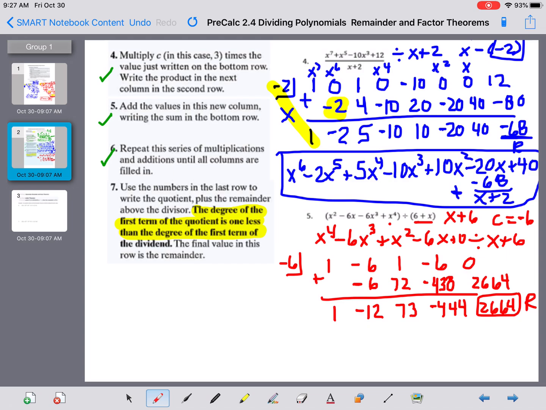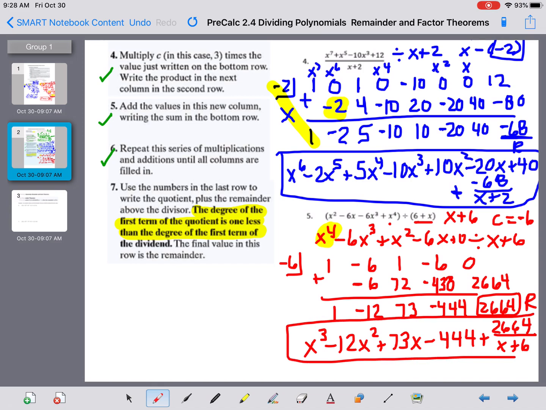Okay, so I'm going to rewrite so I know what my actual solution is here after the division. Always one power lower than what we started with, and we started with an x to the 4th, so that means my answer should start with an x to the 3rd. So whether or not you put your 1 is your choice. You could just start at x to the 3rd minus 12x squared plus 73x minus 444 plus the remainder of 2,664 over the divisor, which is x plus 6. Okay, so there's my synthetic division.